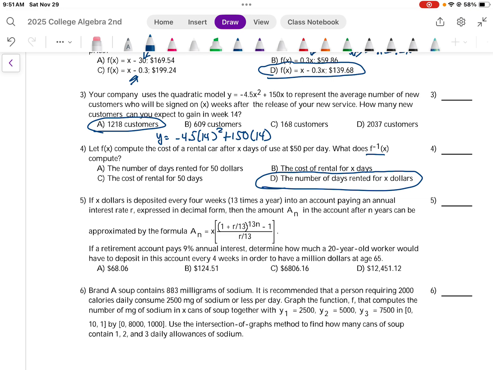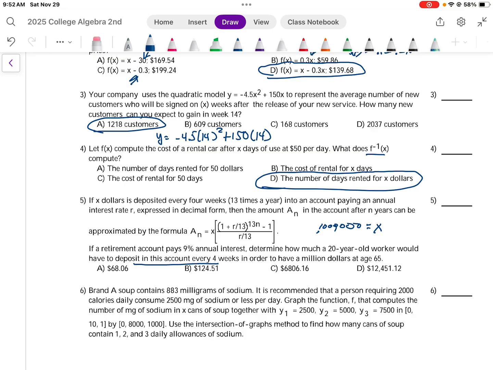So this one's a little bit more lengthier. May want to save this one if you have one like this on the final. Save it for the end and come back. But basically, $1 million is what they have at the end. So $1 million would be the final answer. So it would be by itself equals, and then we have where X is our deposit, and they're asking us to determine how much we'll have to deposit in the account every 4 weeks. So we're actually trying to find X.